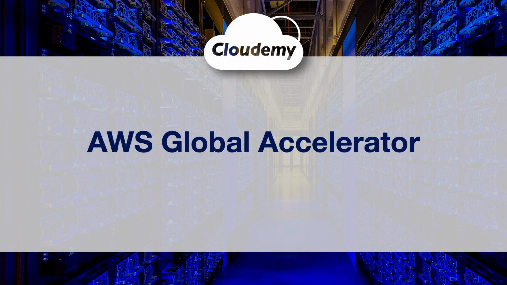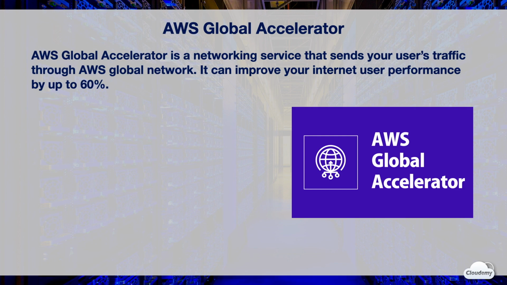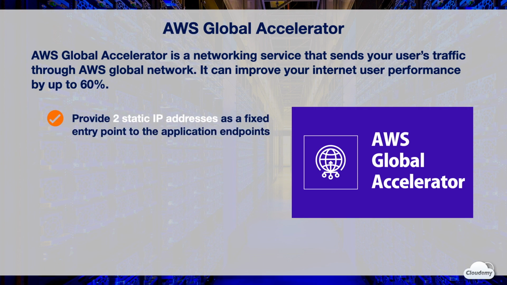In this episode, we're gonna look at AWS Global Accelerator. Global Accelerator is a networking service that sends your users' traffic through the AWS Global Network. It can improve your internet user performance by up to 60%. Global Accelerator provides two static IP addresses as a fixed entry point to your application endpoints, such as your load balancers or EC2 instances. Global Accelerator optimizes the network path by taking advantage of the congestion-free AWS Global Network.